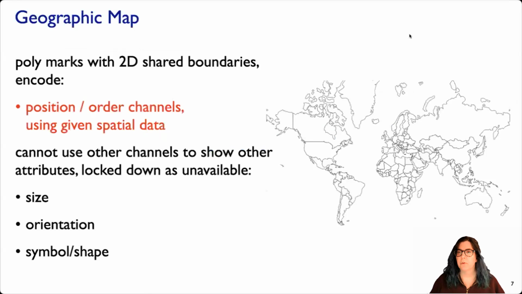With geographic maps, what are we doing? Well, from an analysis point of view, we have these polymarks, right? We have these areas. They have 2D shared boundaries because they aren't necessarily exactly aligned to horizontal or vertical positions. And what are we doing? Well, we're encoding using the position and order channels. We're encoding that given spatial data. Now, we can't use other channels to show other attributes because a bunch of them are locked down as unavailable because of these two-dimensional shared boundaries. So things like size coding or orientation or symbol shape are unavailable for use.